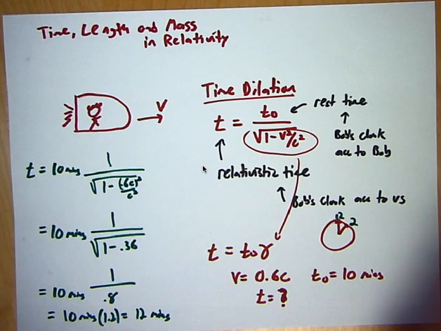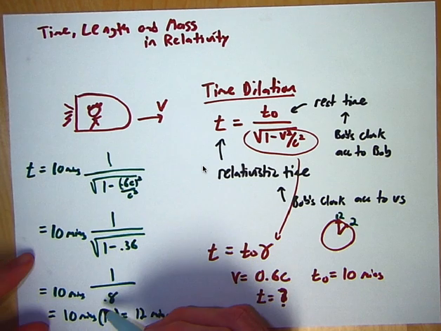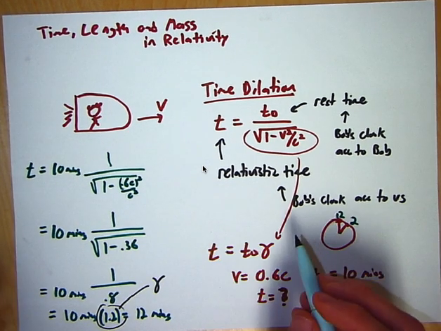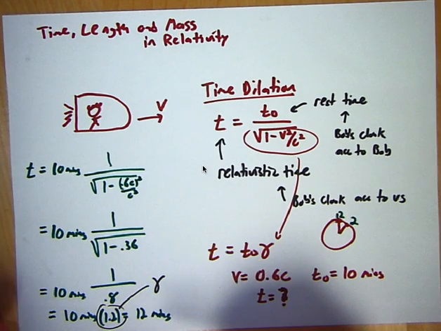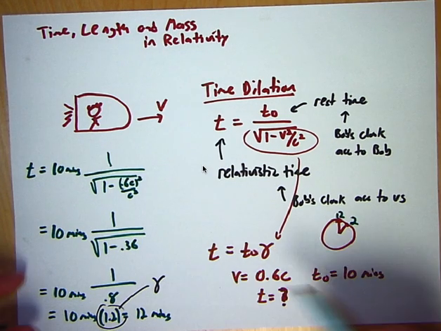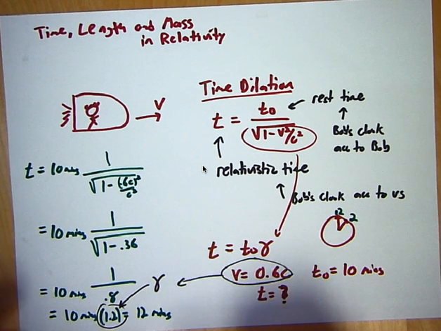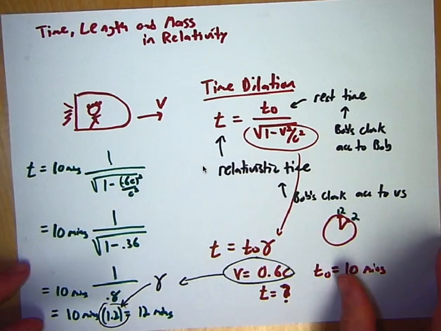I want to point out this factor right here, this gamma factor 1.2, because we're just going to use that in these other ones when we talk about length, when we talk about mass, right? So just remember that gamma for this particular speed of 0.6c, gamma turns out to be 1.2. So we can just keep that. Good. Let's go to a different page and let's talk about length.